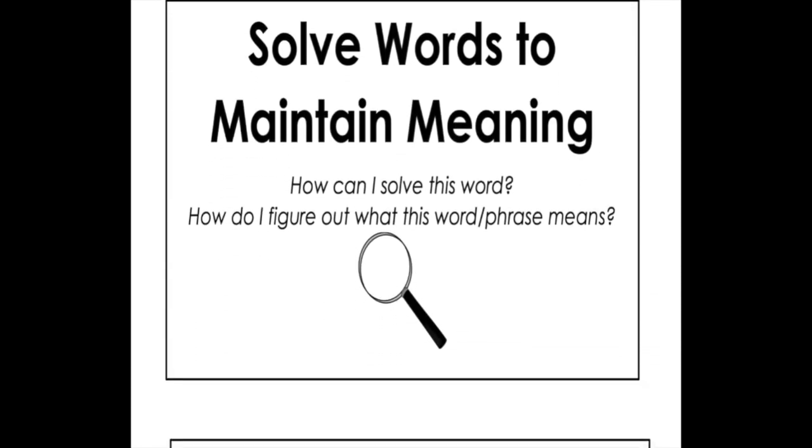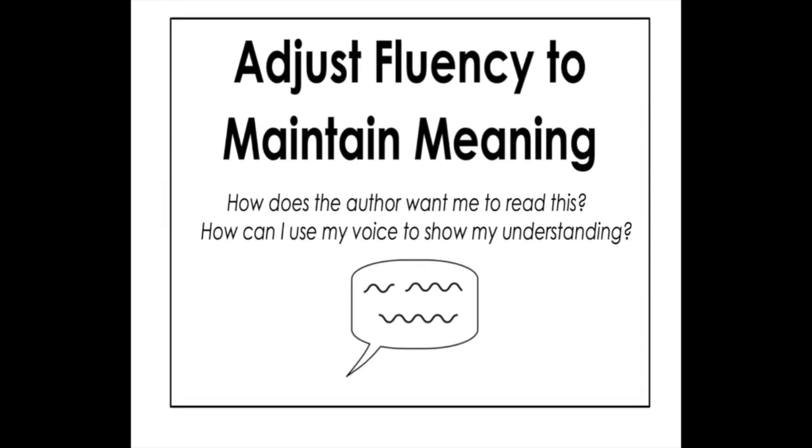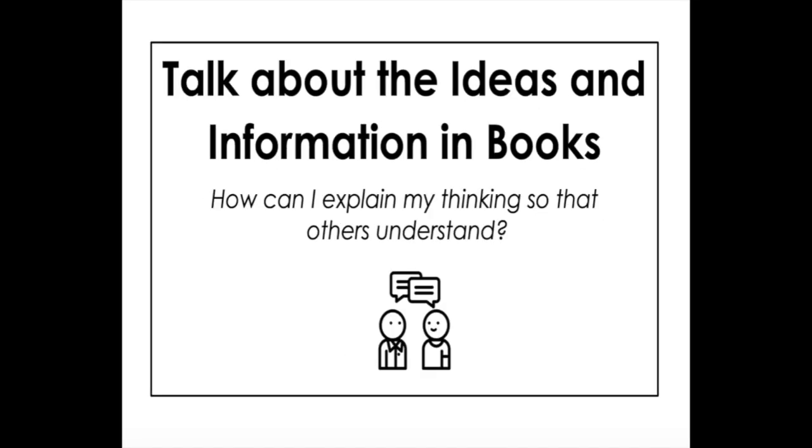Solve words to maintain meaning. Well, if we come across a tricky word, what can we do? We could chunk it out, read across the word, or use context clues to help us out. Adjust fluency to maintain meaning. Well, how does the author want me to read this? How can I use my voice to show my understanding? You have to make it sound interesting. And last, we talk about the ideas and information in books. How can I explain my thinking so that others understand? When we talk about the books, we want to do it in an organized way.